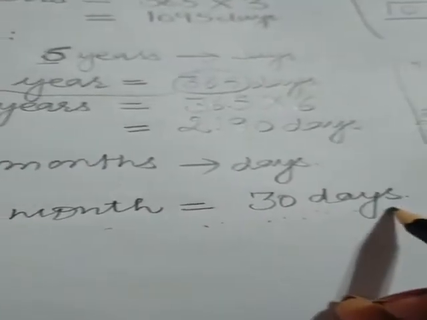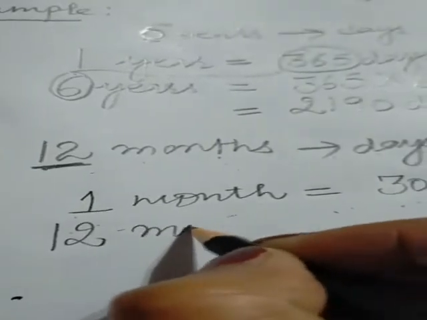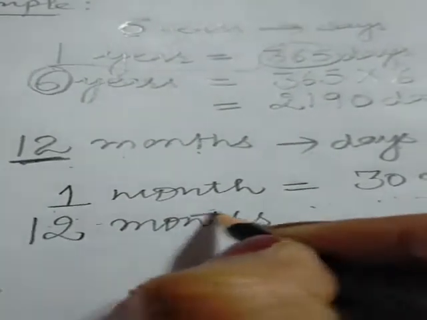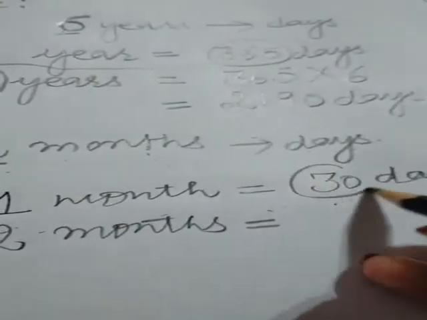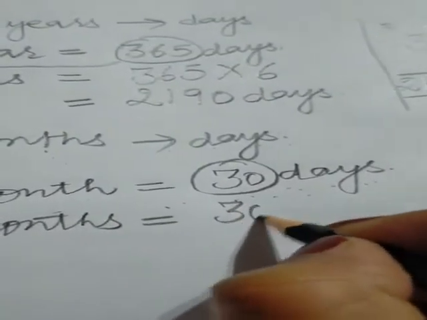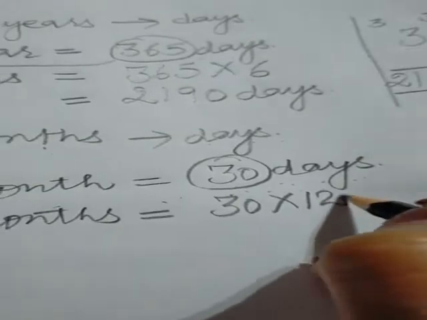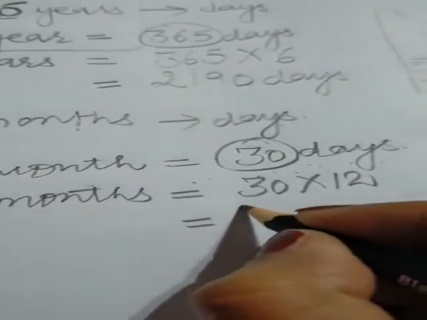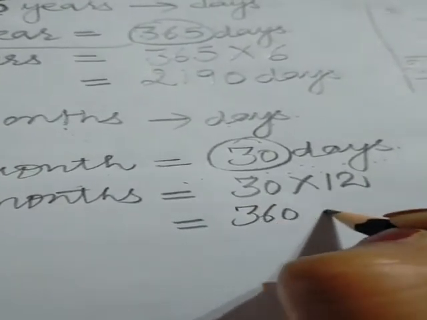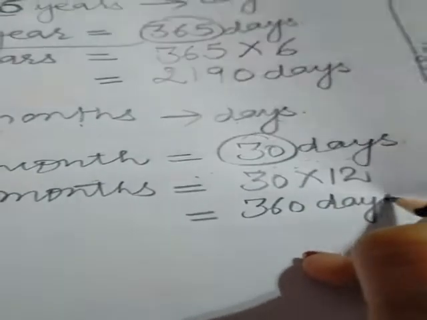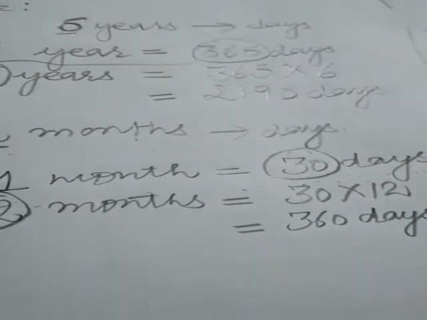Yes, now 1 month is equal to 30 days, and here the question is of 12 months. Now, 12 months into days. What we will do here now is 30 multiplied by 12. When we do the multiplication, we will get 360 days.